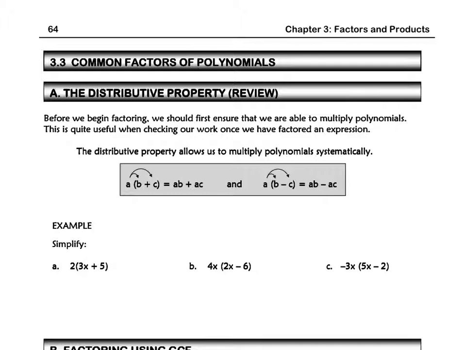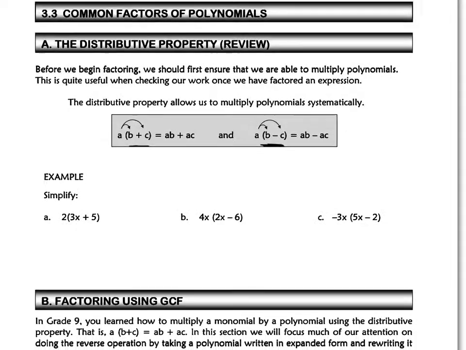So section 3.3 is on common factors of polynomials, but before we get into that, we're going to do a little bit of review on distributive property. So if you remember from junior high, distributive property is basically when you have a term outside of brackets where you'd have a sum or difference of terms inside those brackets, and you can basically eliminate the brackets by distributing that term outside to each term inside the brackets. And it's basically distributive property, multiplication over addition or subtraction. So let's review with a few examples.